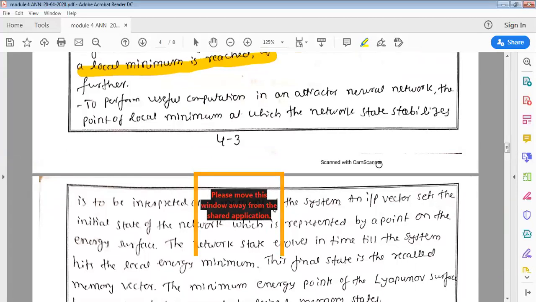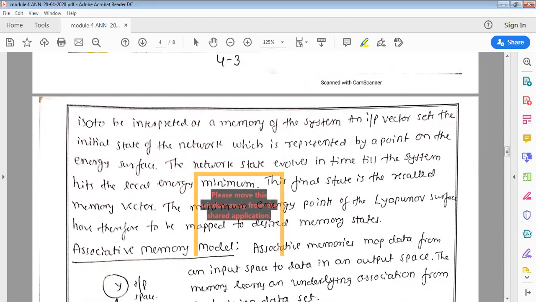You are saying so much, but what computation are you going to do? That is a very important thing. The computation of a neural network, which is an attractor neural network, is that the point of local minimum at which the network state stabilizes is to be interpreted as the memory of the system. So we said the system has an associative memory. We can remember the past. What is the past is a group of the points which have achieved the local minimums. The surface may be very large. There may be 100 minimums. Each minimum may be more than or less than the previous minimum.